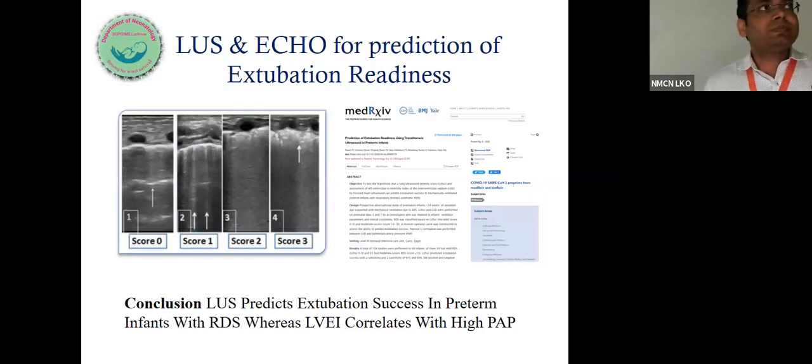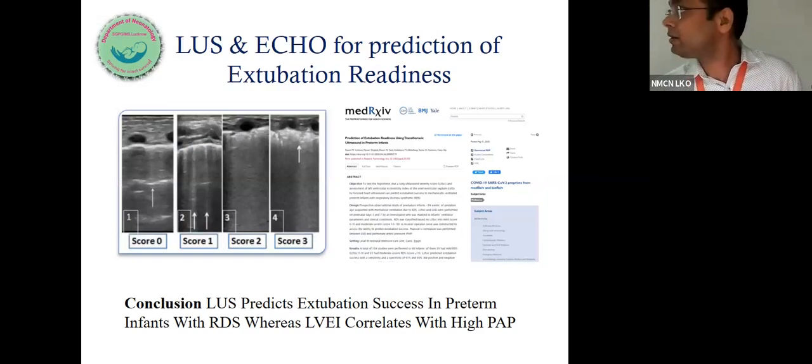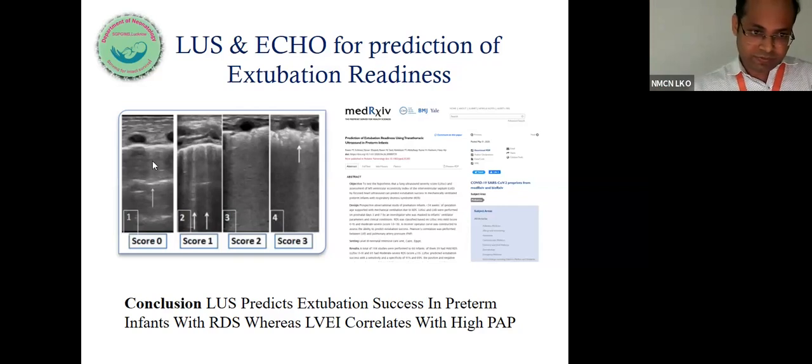So there was this study based on lung ultrasound and echo parameters, which help in predicting the extubation. This was done in RDS babies. You can see there was scoring in 6 zones of the lung, which included the anterior chest wall, right upper and right lower, left upper and left lower, and then the axillary areas of the two sides. So score 0 is where we can see the A lines, as ma'am had already told.